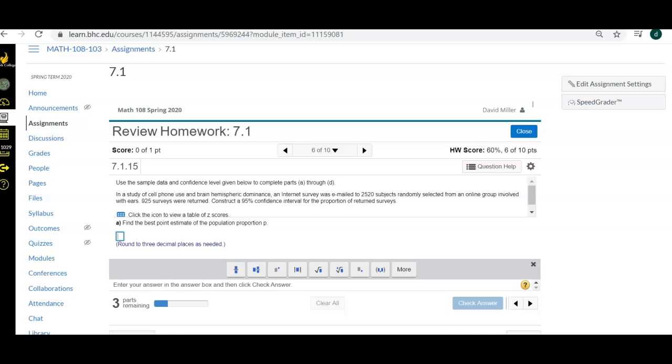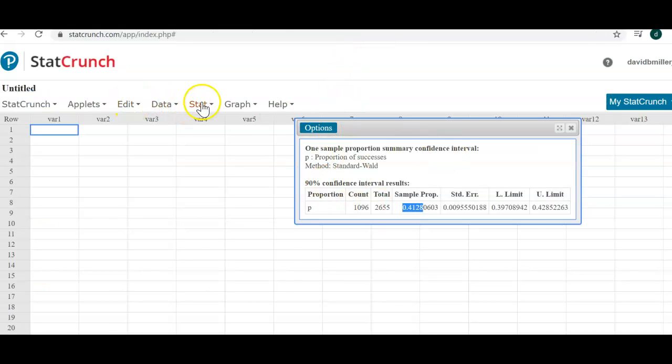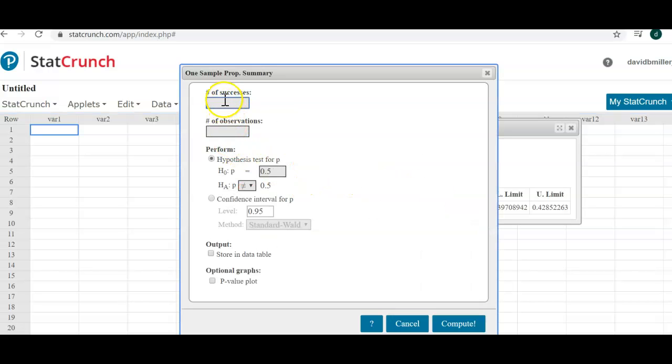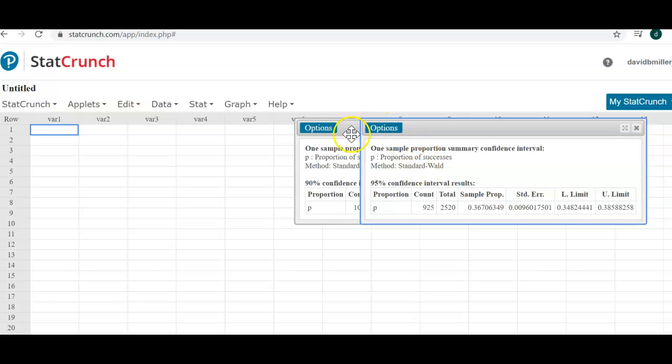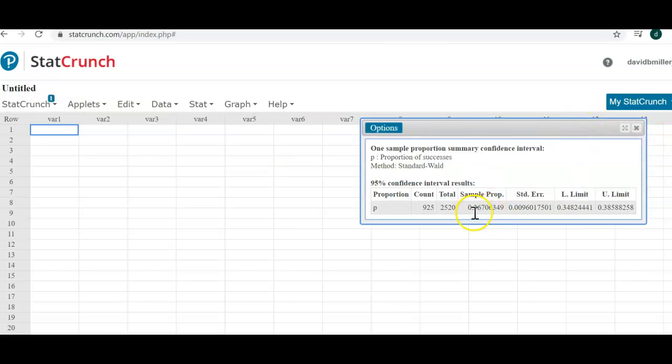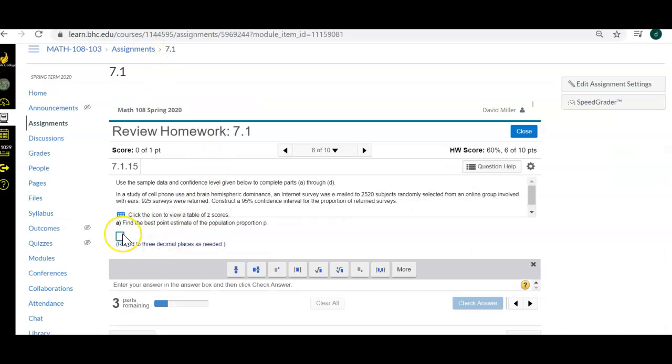All right, now it is 925 out of 2520. So let's go back. 925 out of 2520. They want a 95% this time. Compute. Proportion is 0.367. So that's going to be our answer over here on part A.